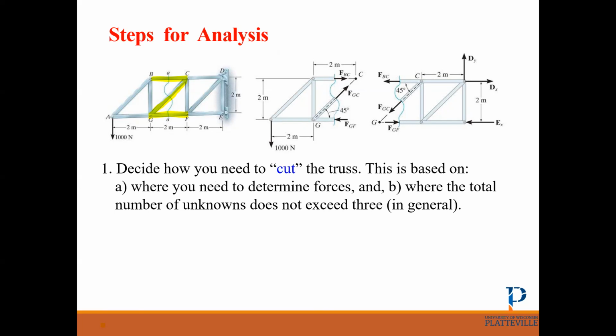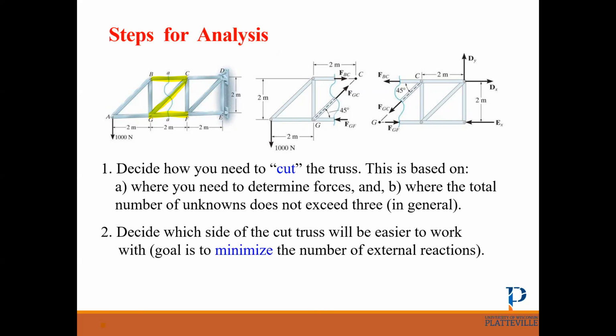Okay, so we have a good cut. What's the next step? The next step is to determine which side we want to analyze. For example, I call this section 1, this section 2. Which side is easier to analyze? Again, we choose the one that is easier. Which one is easier to analyze? Correct. Number 1 is easier because we are not involved with finding reactions Dx, Dy, and Ex. We have only 1 external force and 3 internal forces.